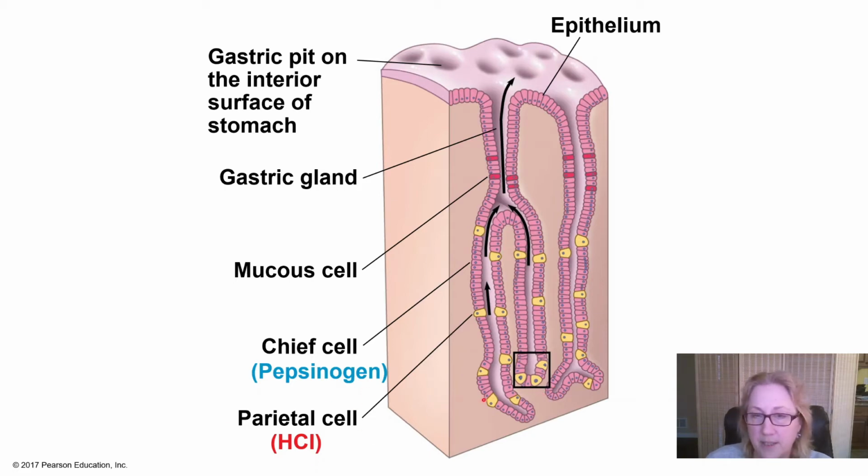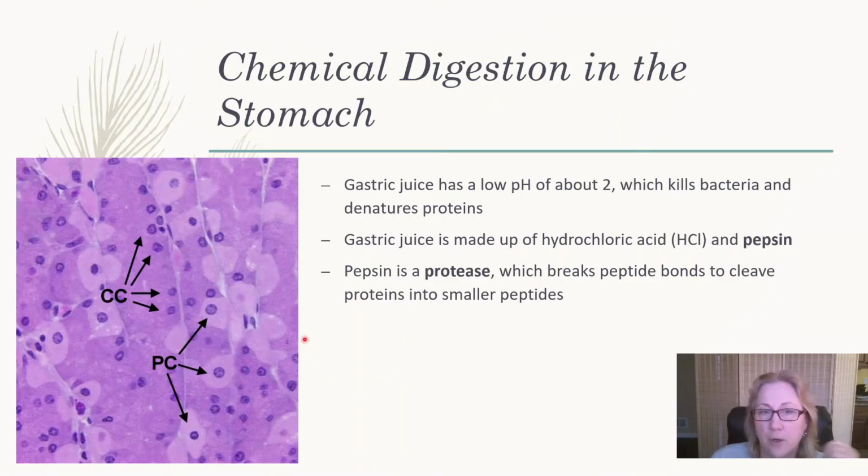So the parietal cells are secreting hydrochloric acid. Chief cells are secreting pepsinogen. The pepsinogen gets activated by the acid. Mucus cells are secreting mucus that is lining the stomach and protecting it from its own digestive juices. So pepsin is what we call a protease, meaning that it breaks down protein.